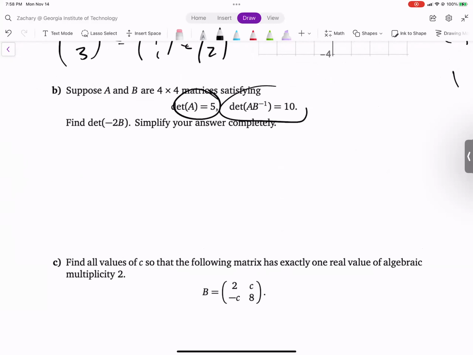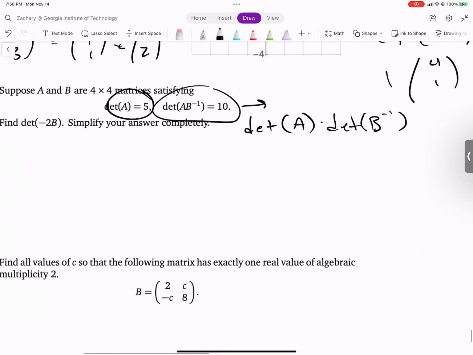Determinant of A is 5, determinant of A times B inverse is 10. For powers and multiplication, what we can do is we can take the determinant of A times the determinant of B inverse. Okay. Determinant of B inverse is the same thing as 1 over the determinant of B, or determinant of B raised to the -1. So this is equal to 10. So this says 10 is equal to determinant of A, which is 5, over the determinant of B. So what is the determinant of B equal to? 1/2.